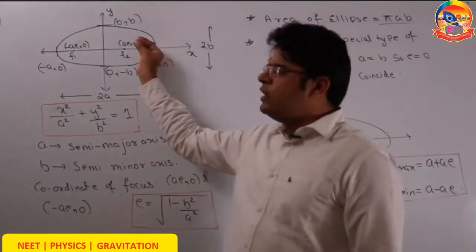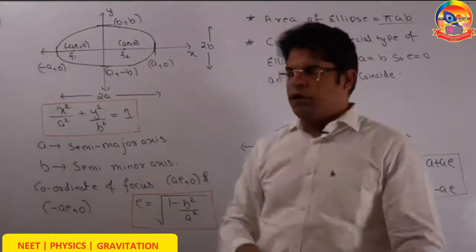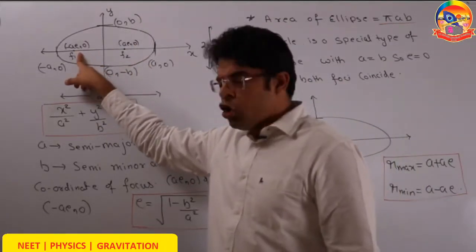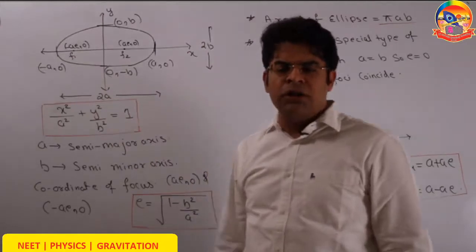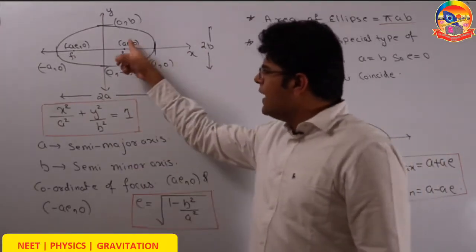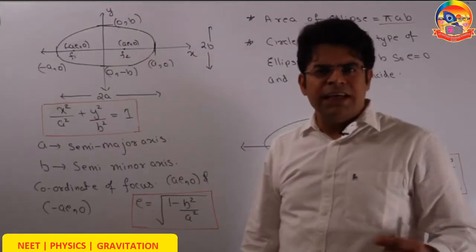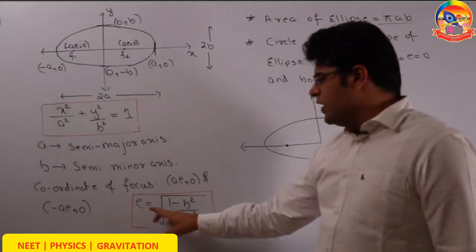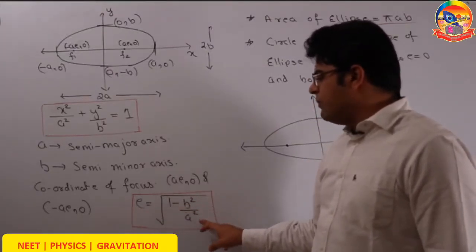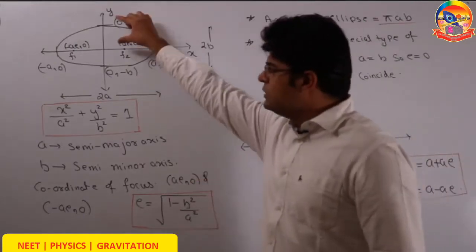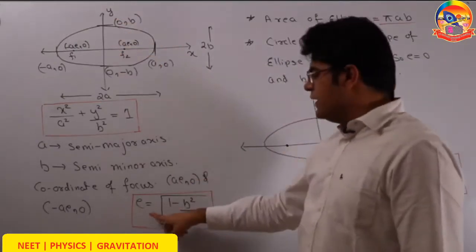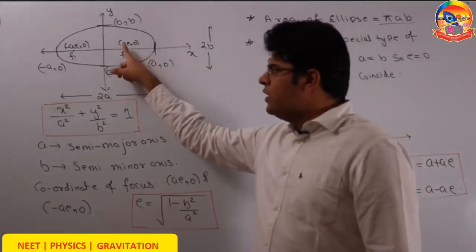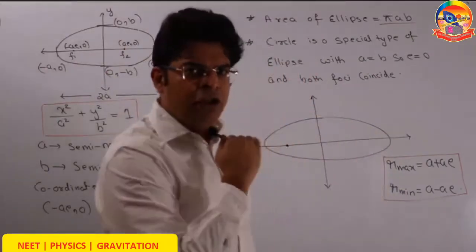Now, what are the coordinates of the 2 fixed points, the 2 foci? The coordinates of the 2 foci are ae comma 0 and minus ae comma 0. The 2 foci lie on the major axis. Now you might think, okay, a here is the length of the semi-major axis. What is e? e is called eccentricity. Eccentricity equals the square root of 1 minus b square by a square. Here a is the length of the semi-major axis, b is the length of the semi-minor axis. The coordinates of the foci are ae comma 0 and minus ae comma 0, and they lie on the major axis.